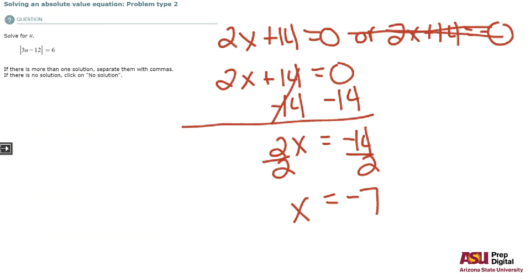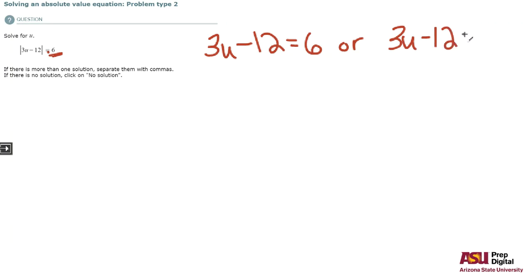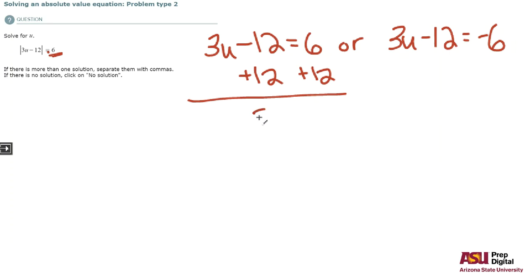So there's that problem. Okay, finally one that's not equal to 0. Again, 6 is positive, so I'm still going to use that first method. I'm going to solve 3u minus 12 is equal to 6, or 3u minus 12 is equal to negative 6. So in this case, we do actually have two equations to solve. On this side, I'm going to add 12. And I get 3u is equal to 18. Divide by 3. And u is equal to 6.